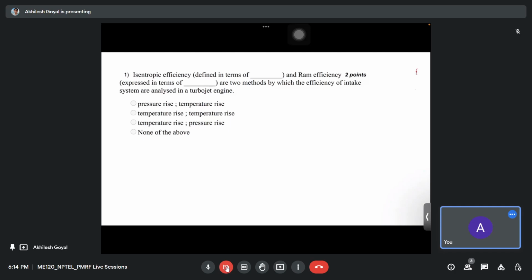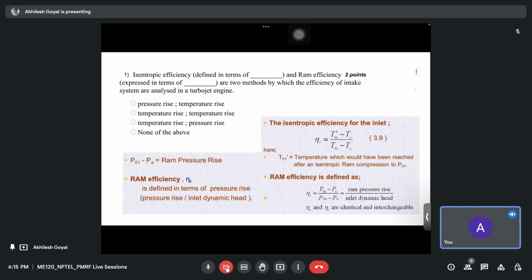So what are these efficiencies? Here you can see the isentropic efficiency at inlet is T01 dash minus Ta divided by T01 minus Ta. Here it is clearly mentioned that T01 dash is a temperature which would have been reached after an isentropic RAM compression to P01. Okay, so basically the isentropic efficiency is defined in terms of rise in temperature. Okay, so this T01 dash minus Ta is the rise in temperature.